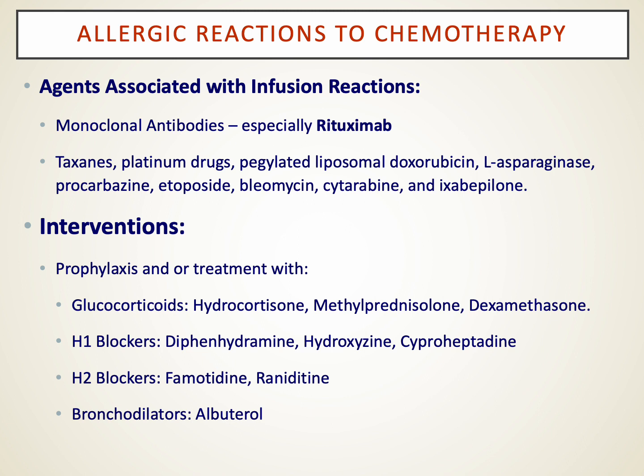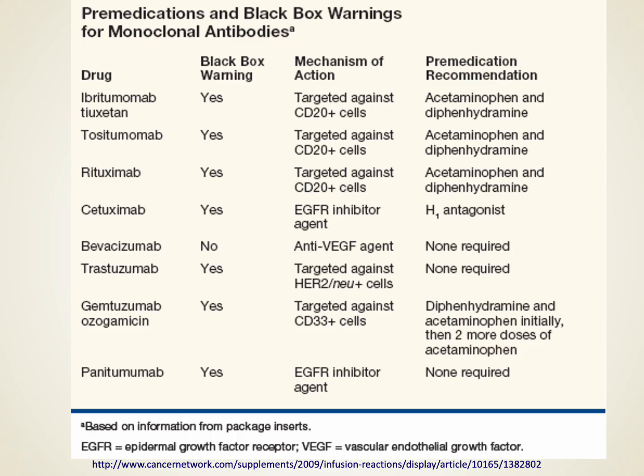Many of these drugs may require pretreatment with histamine 1 or histamine 2 blockers, maybe giving patients Benadryl or diphenhydramine in advance, as well as some patients may even be managed either prophylactically or for treatment with a glucocorticoid or a bronchodilator. This chart is a simplified chart of what some of the pre-medication recommendations are for some of the agents that are associated with more hypersensitivity reactions.